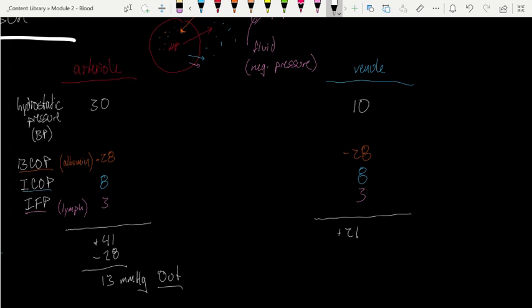All of the pressures driving in, that's still BCOP, that's still negative 28. And what do we see? We see a net pressure of negative 7. Now remember, I don't have a negative pressure. That negative just tells me direction. In other words, this pressure wants to move back in to the capillary beds.